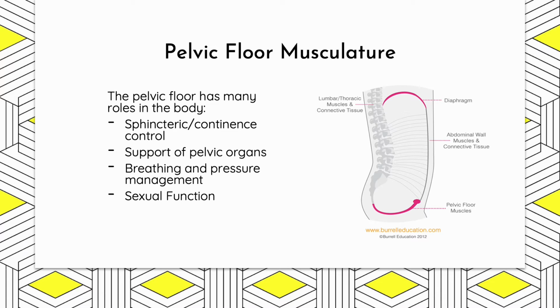The pelvic floor has many roles in the body. It controls closure of the sphincters around the urethra and anus. It also functions like a sling to support the pelvic organs, especially the uterus in female-bodied patients, the bladder, and bowels. The pelvic floor works in tandem with the diaphragm to allow inspiration and expiration, as well as controlling intra-abdominal pressure. Lastly, it allows for sexual arousal and orgasm.